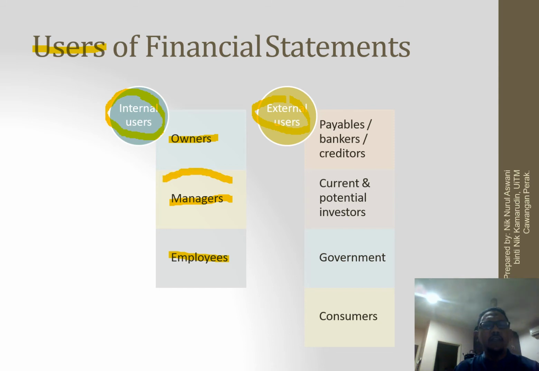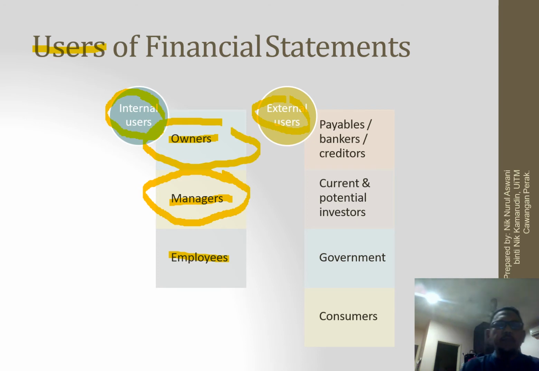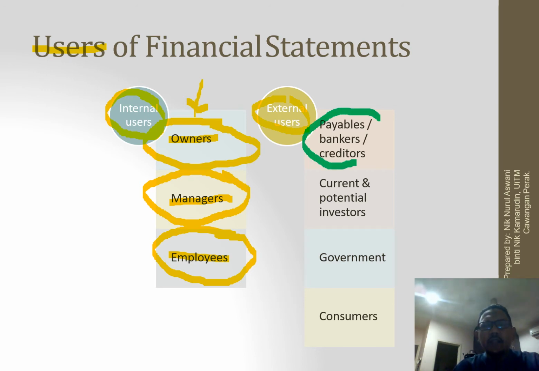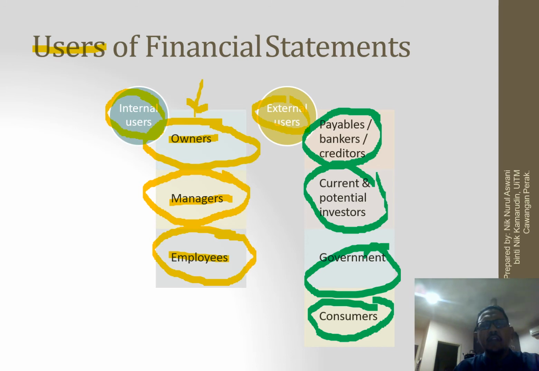For managers here, it is the person who runs the business, while the owner is the owner of the business. For a limited company, owners here normally refer to shareholders and also the board of directors. And then employees are also internal users. For external users, they are payables or bankers or creditors, current and potential investors, government, consumers, and also students.